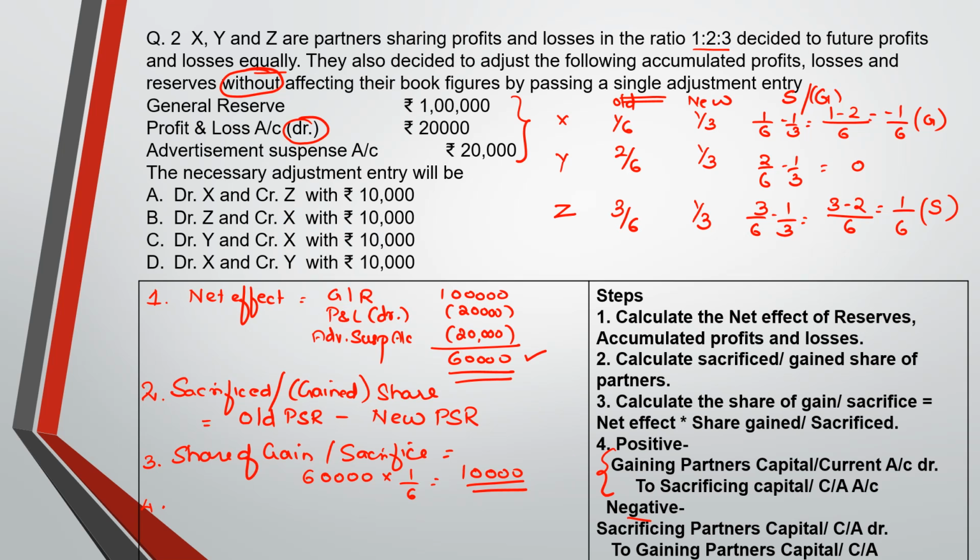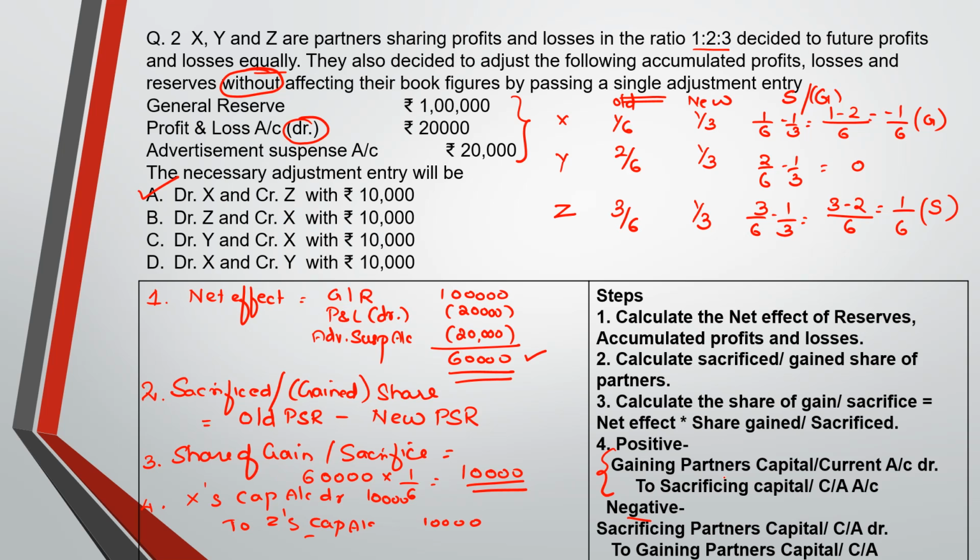So from this, we see that in this example, the net effect is positive. So we pass the first entry. The gaining partner is X. So the entry would be X's capital account debit to Z's capital account, an amount of 10,000. So this would be the journal entry that would be passed. So the solution is X to be debited, Z to be credited with 10,000.